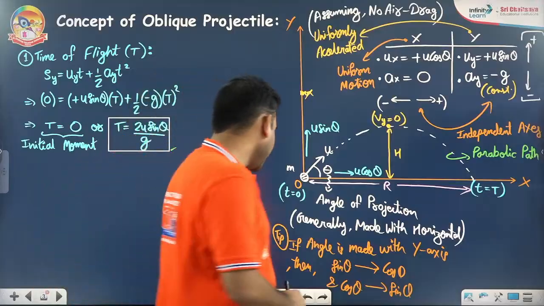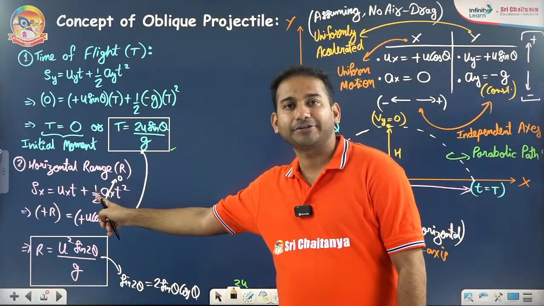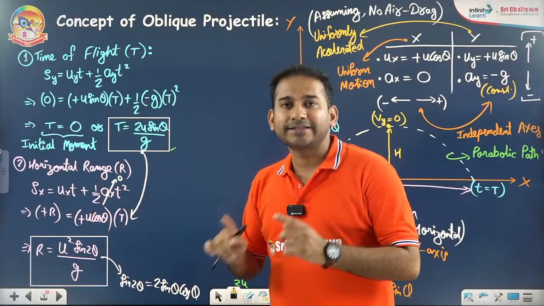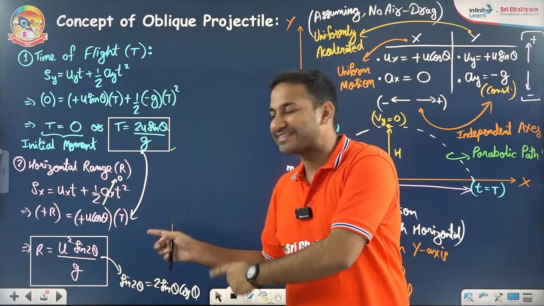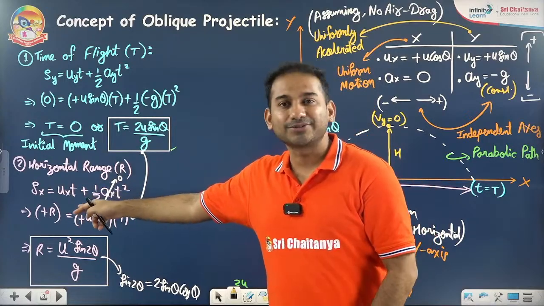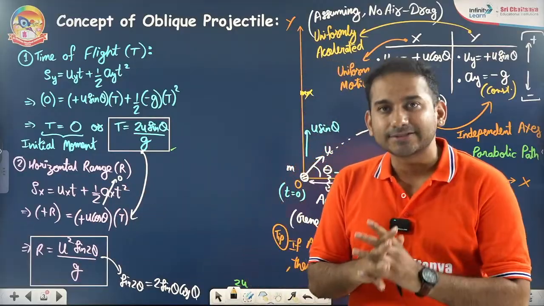To see, I'm going to write it here. Horizontal range, S equal to ut plus half at square, but applied in the x-axis. So Sx equals ux into t plus half ax into t square, where you can keep the ax value as 0.